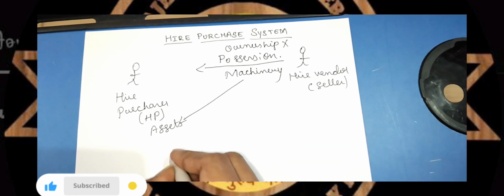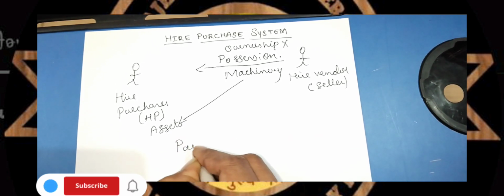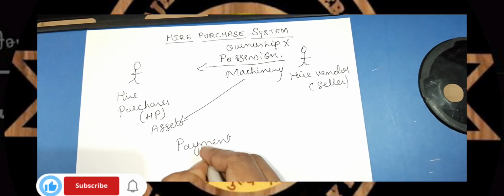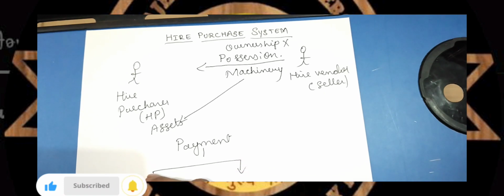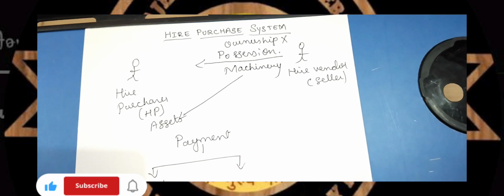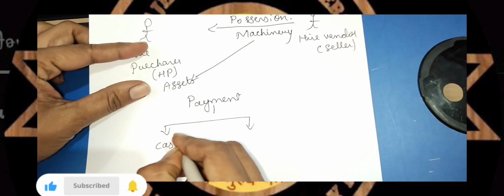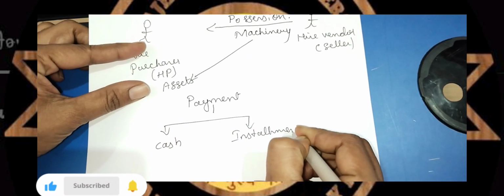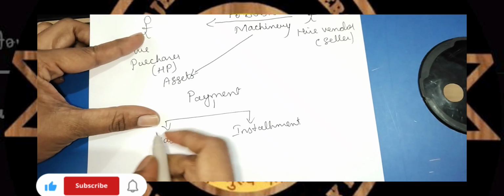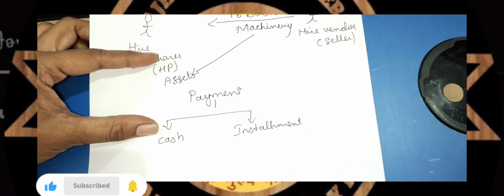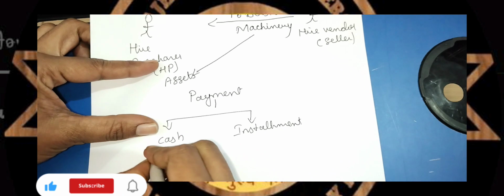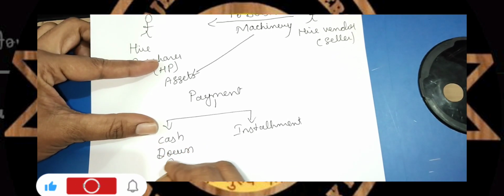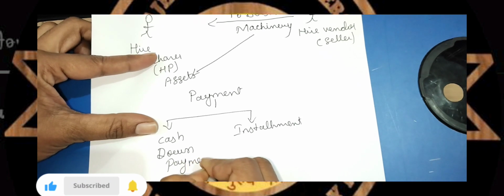Now we will see an example of how he is making the payment. He will make payment in two ways: one, cash, and another, in installments. How will he pay cash? When purchasing an asset and when the agreement is taking place, you need to pay some amount. That initial payment we will call a down payment.